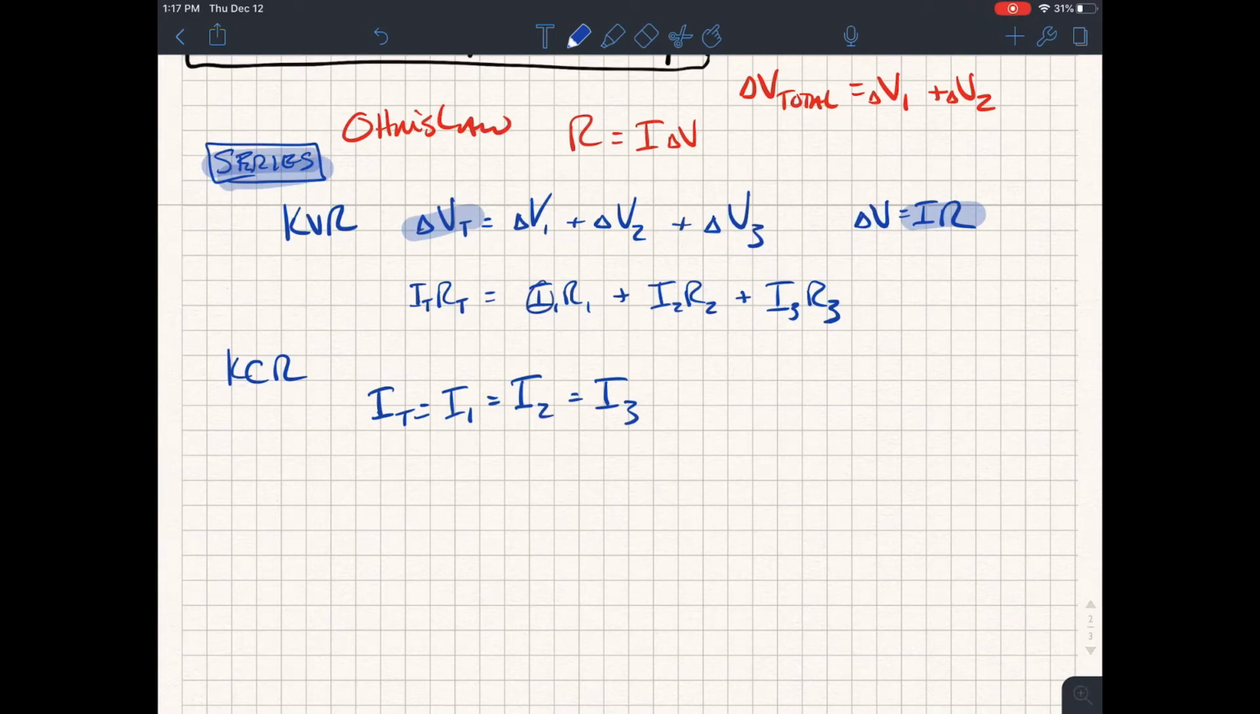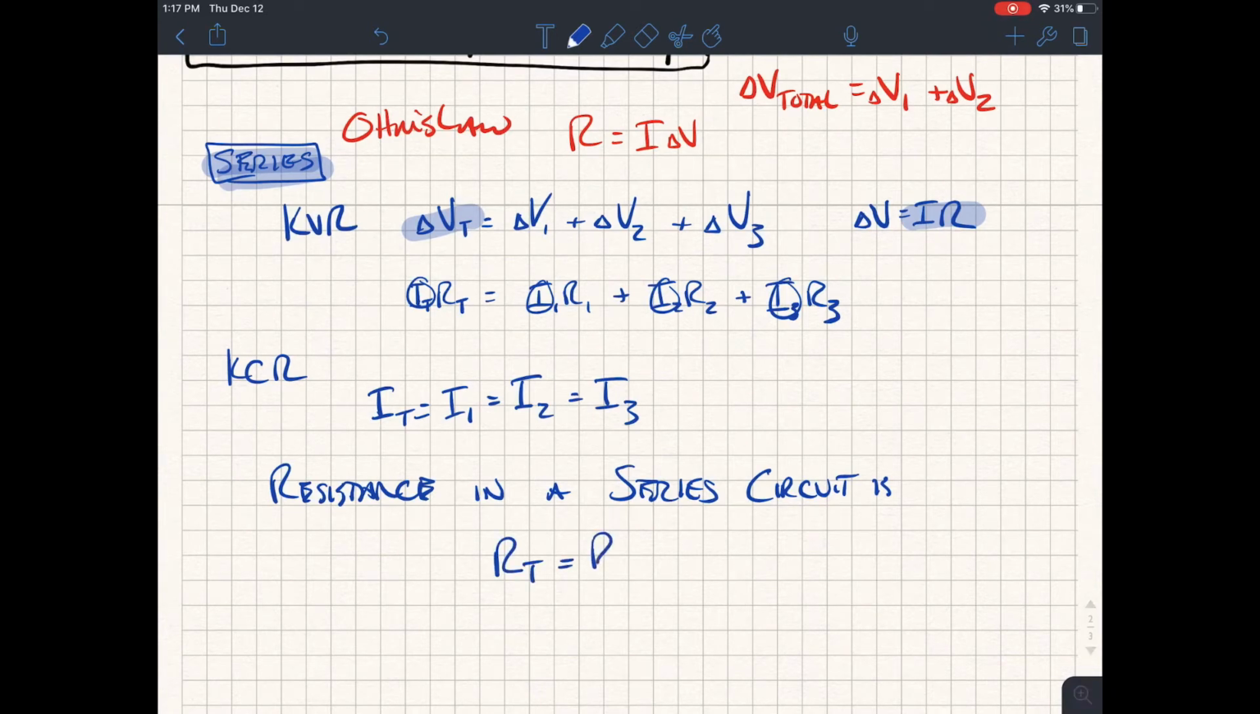The I's are all the same. They apply evenly to all terms, so we can cancel them out. So resistance in a series circuit is represented in this way. The total resistance is simply the sum of all the resistances of all loads or other kinds of things that may offer resistance, such as wire length. So the total resistance is simply the sum of the resistance in a series circuit.